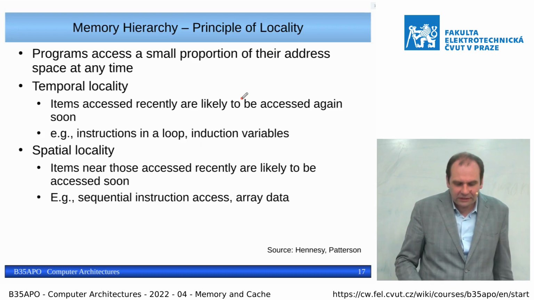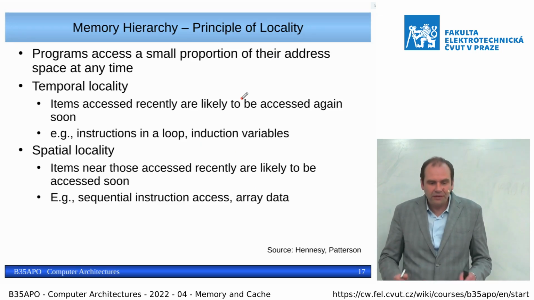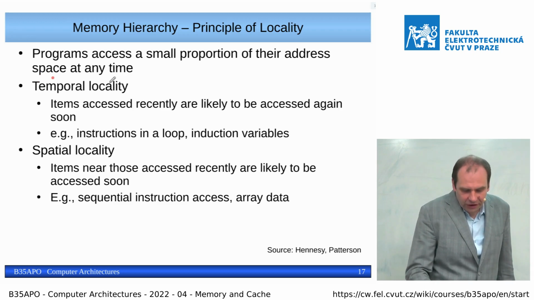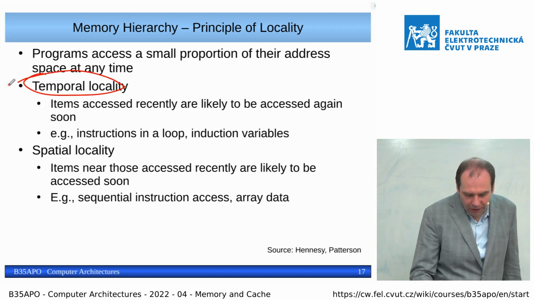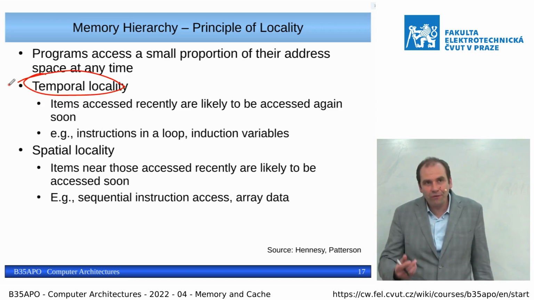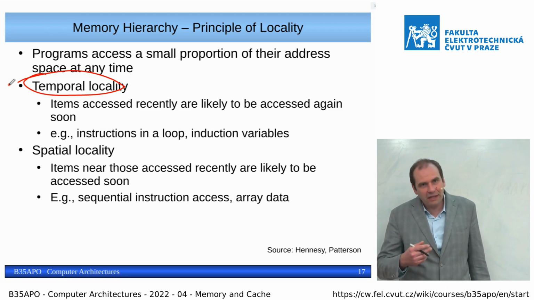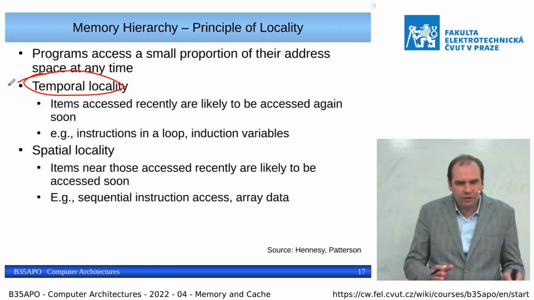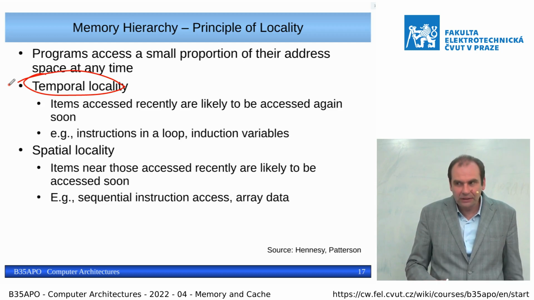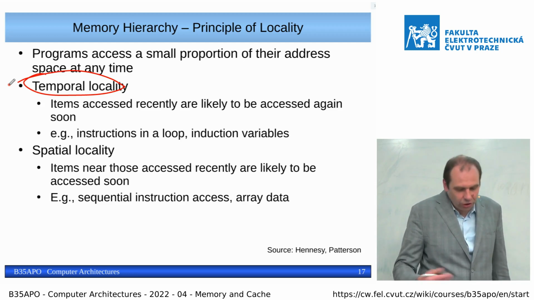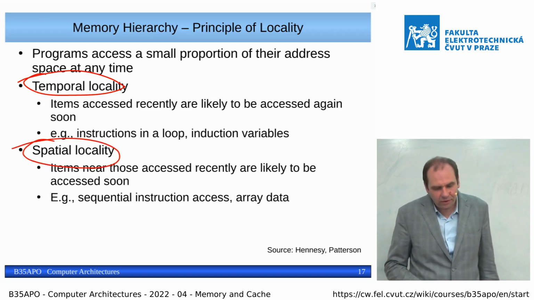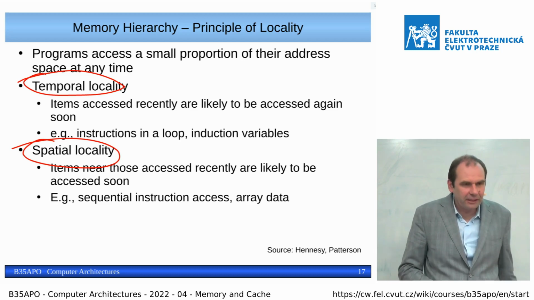From this observation, we can define that there are two principles which can help us. The first is so-called temporal locality. This means if we have worked with some variable, there is a relatively high probability that we will reuse it again, that the part of the code is active and that variable will be required and processed again in a short time.